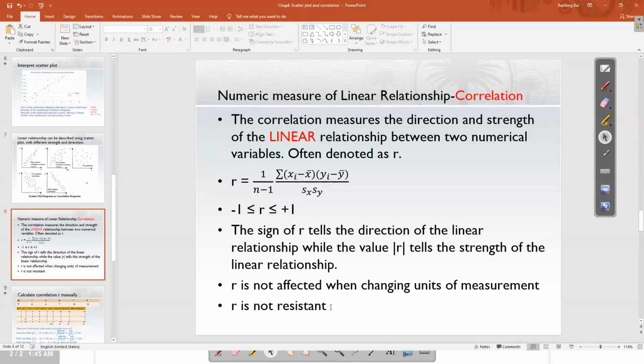And lastly, correlation is not resistant. We know what resistant means, right? When it's not resistant, that means it will be affected by the existence of outliers.